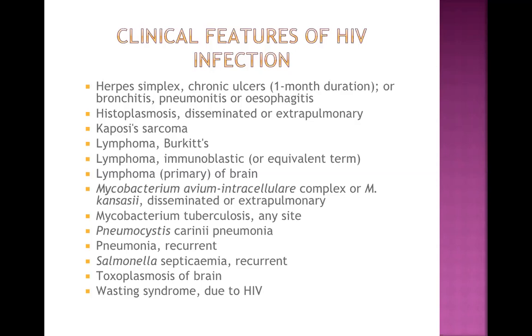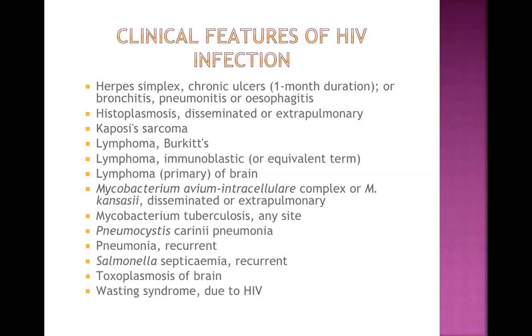Pneumocystis carinii pneumonia. Now, these days, they have changed the terminology for pneumocystis carinii. It is known as pneumocystis jirovecii. But still, if you use the term pneumocystis carinii, you are not wrong. We clearly understand what we are talking about. So this is one of the very important AIDS defining conditions.